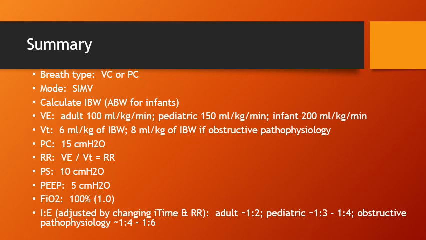And then lastly, we need to decide what the appropriate I:E ratio is for our patients, and then we can adjust that by changing the I time and/or the respiratory rate. So for adults, the appropriate I:E ratio would be about 1 to 2. Pediatrics are going to be about 1 to 3 to 1 to 4, and then any patients with obstructive pathophysiology are going to be about 1 to 4 to 1 to 6.